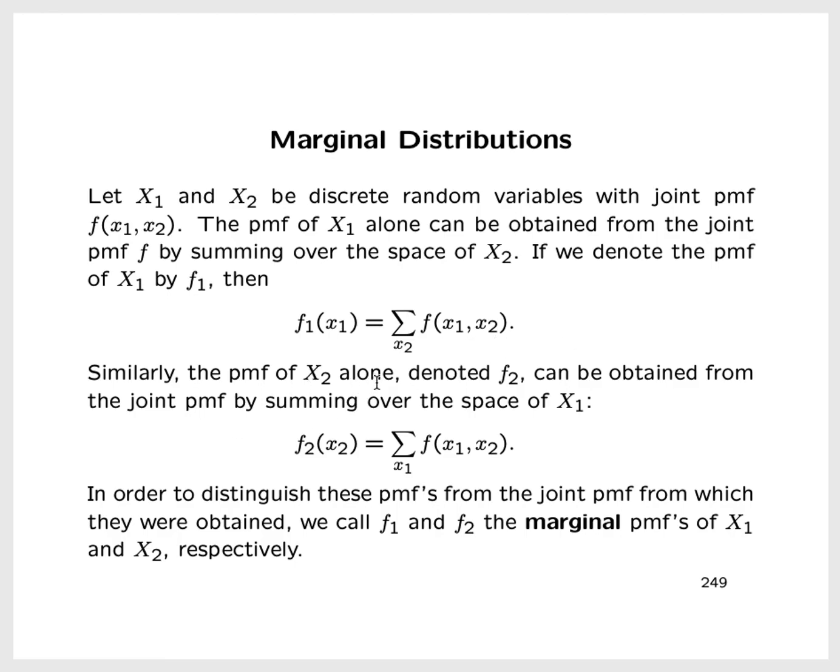Similarly, the PMF of x2 alone, which we're going to denote by f sub 2, can be obtained from the joint PMF by summing it over the space of x1. So the PMF of x2 alone is obtained from the joint PMF of x1 and x2 by summing that joint PMF over all values of x1 in the space of x1. Now, in order to distinguish these PMFs from the joint PMF from which they're obtained, we call f sub 1 and f sub 2 the marginal PMFs of x1 and x2 respectively.